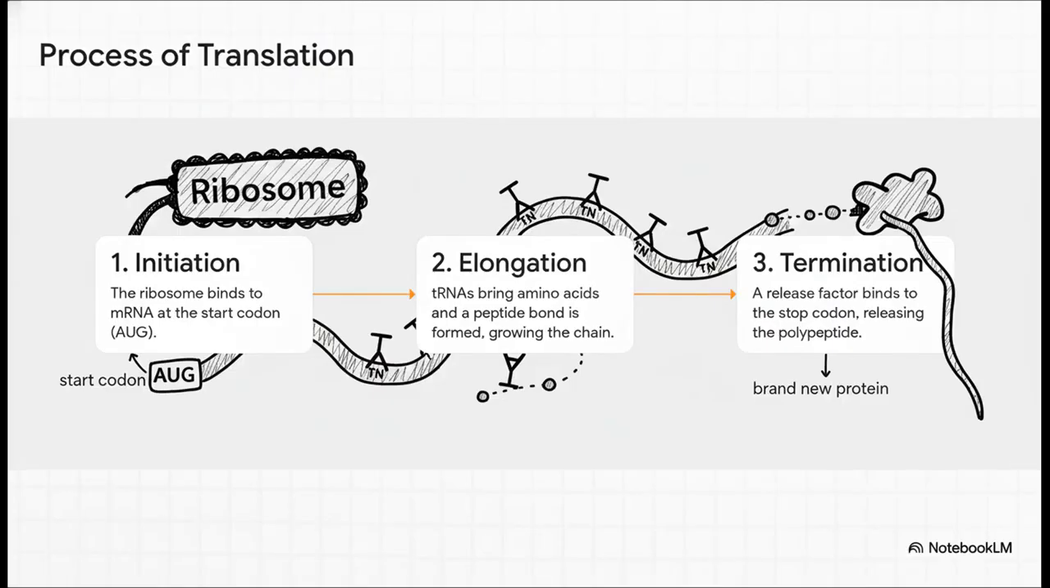First, in initiation, the ribosome finds the AUG start codon and gets everything set up. Then, during elongation, the ribosome starts chugging along the mRNA, one codon at a time. The correct tRNA docks, delivers its amino acid, and then leaves. The ribosome links the amino acids together, and the protein chain gets longer and longer. Finally, when the ribosome hits a stop codon, that signals termination. The whole assembly comes apart, and the brand new protein is released, ready to go to work.